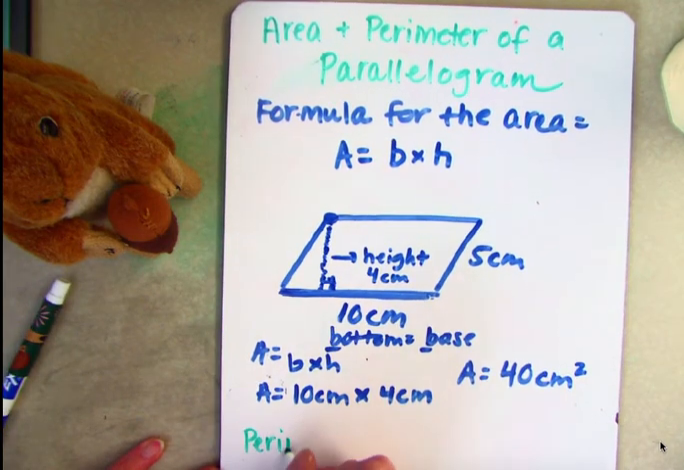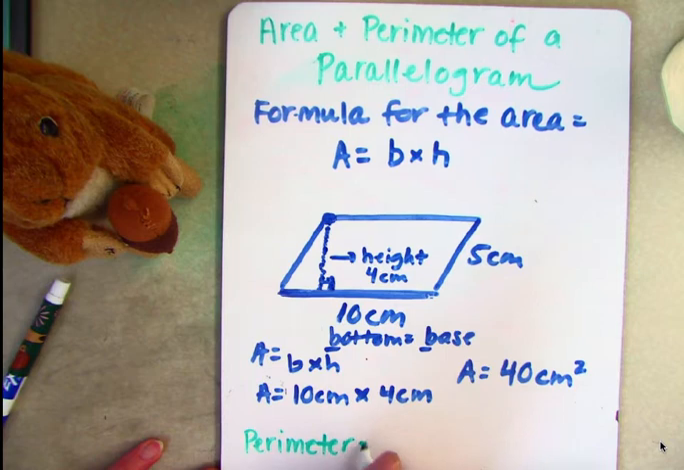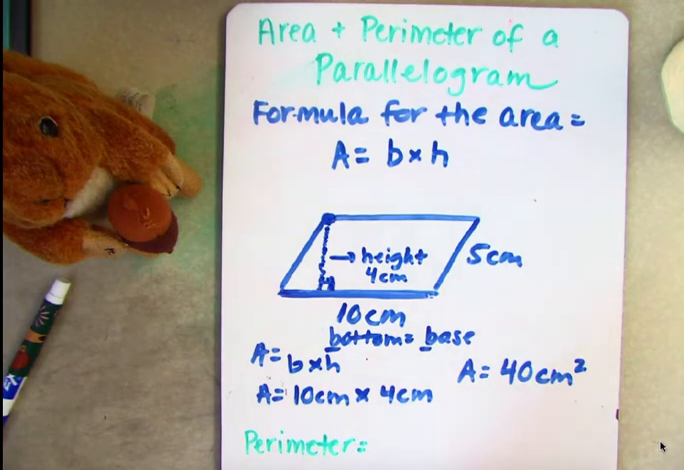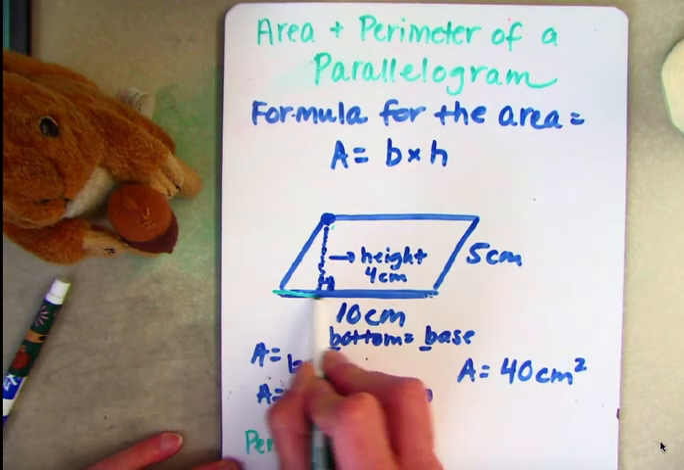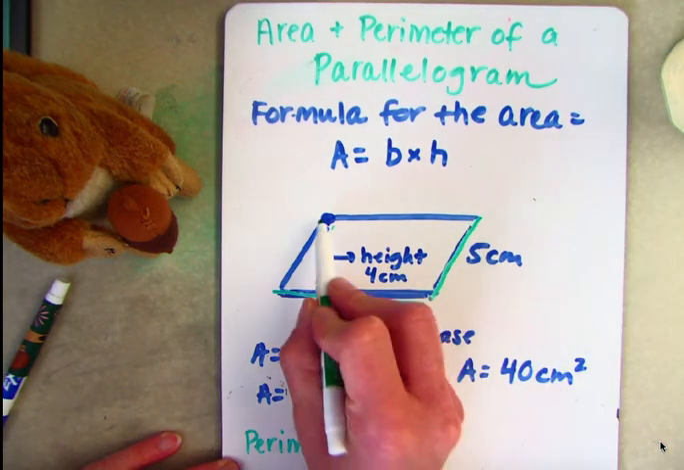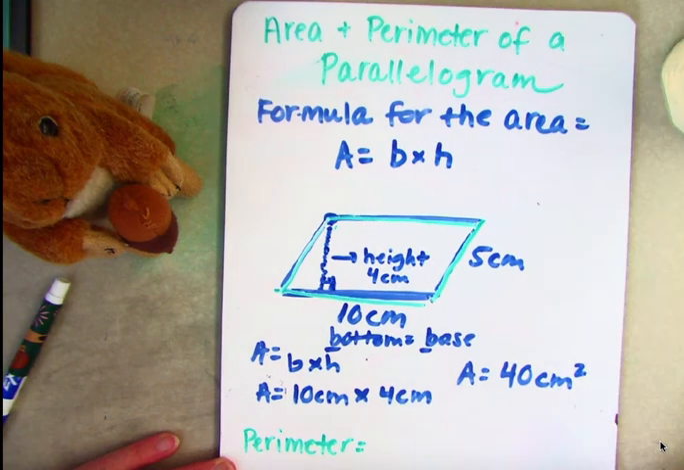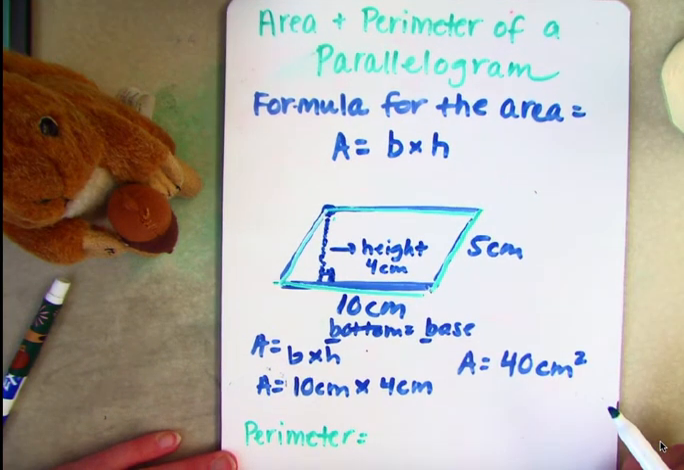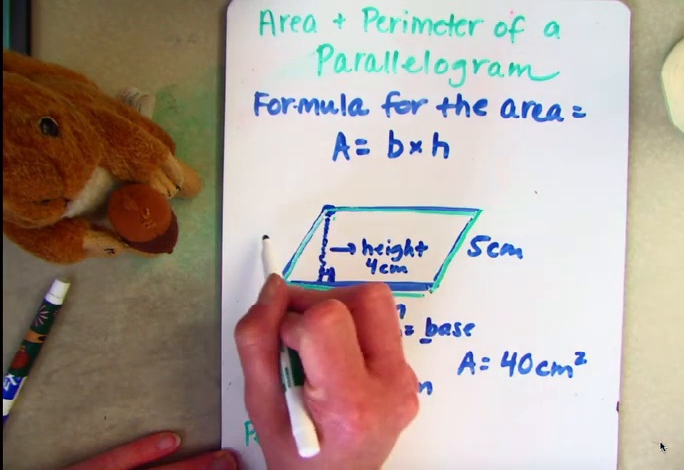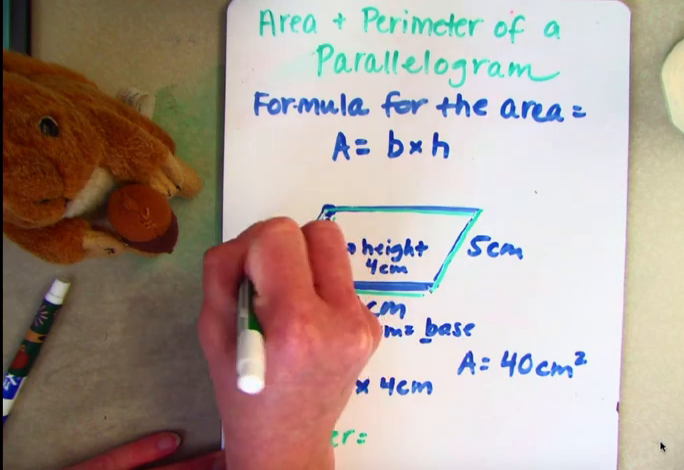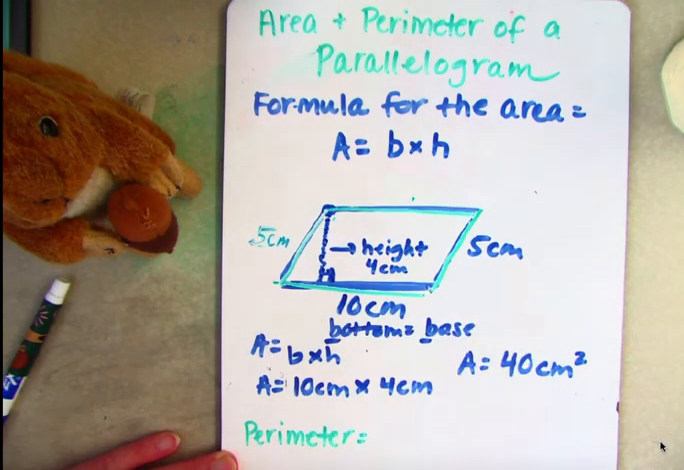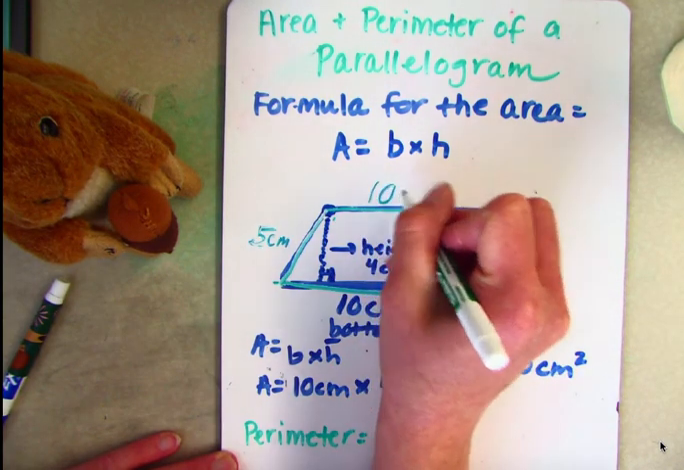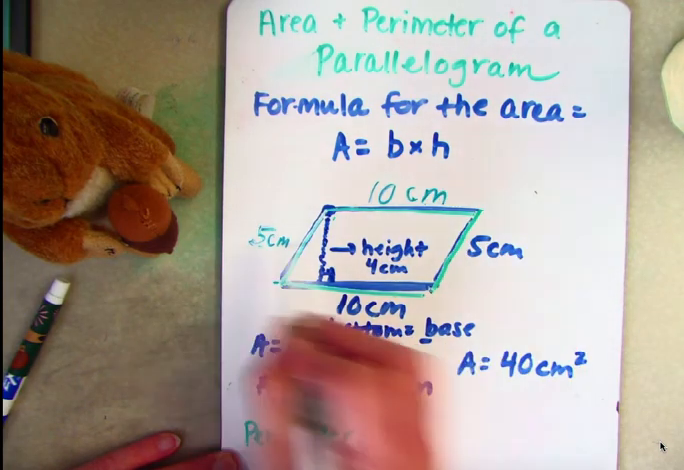Perimeter, we add up all of the sides. Now I want to make something clear to you. We're not adding the height. The height does not count as part of the perimeter because the perimeter is the outside that we want to add up. Do not add the height. We also know that with parallelograms, the opposite side, just like rectangle, is equal. So the left side is also 5 centimeters and the top is 10 centimeters. It is the same length as the opposite side.